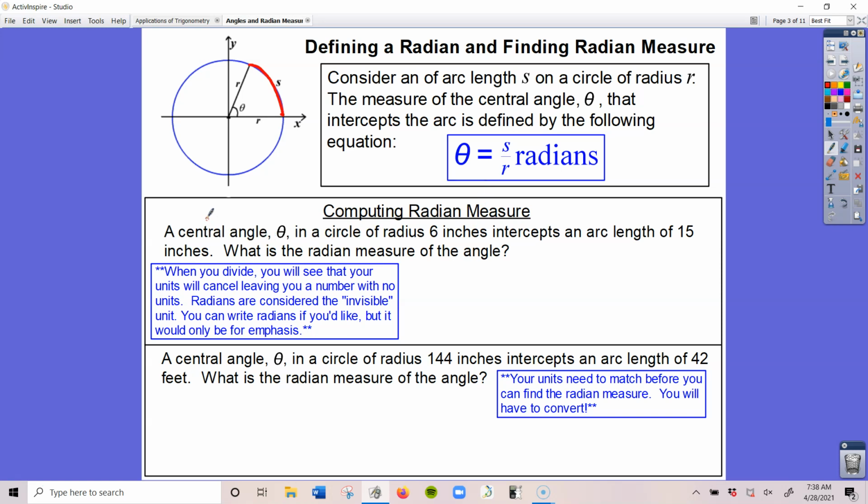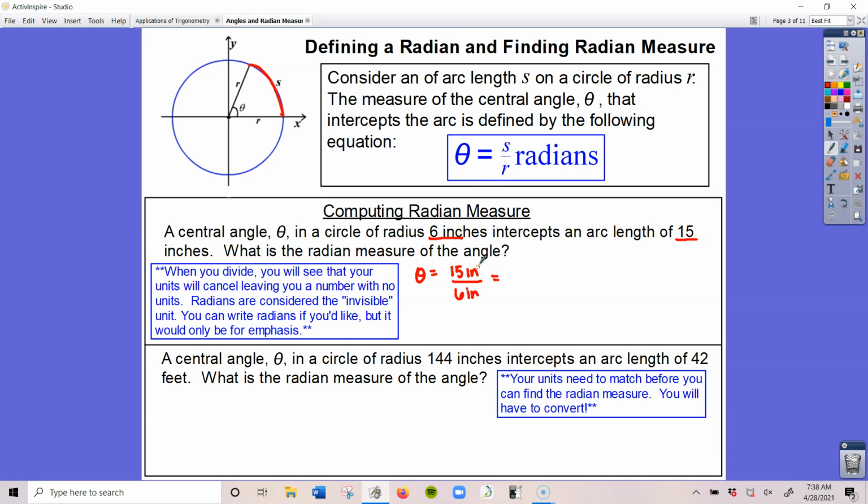Here it says, a central angle theta in a circle of radius 6 inches intercepts an arc length of 15 inches. What is the radian measure of the angle? So radians is going to equal the arc length, which is the 15 inches, divided by the radius, which is 6 inches.